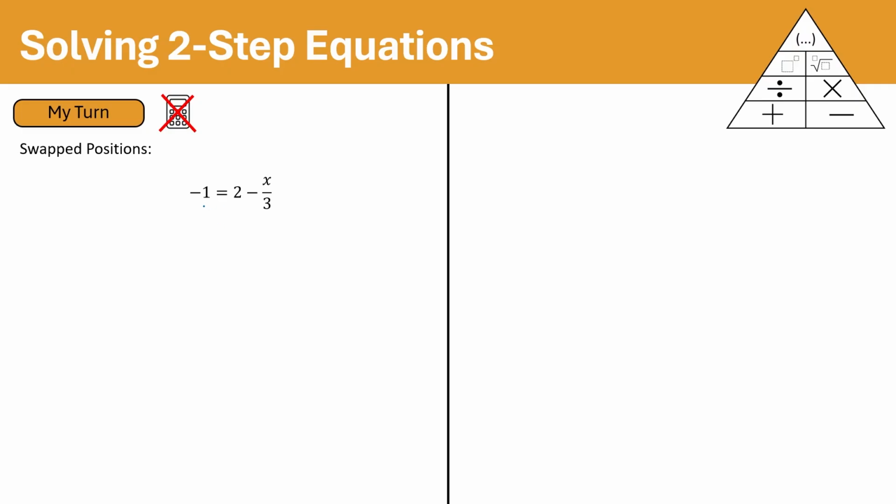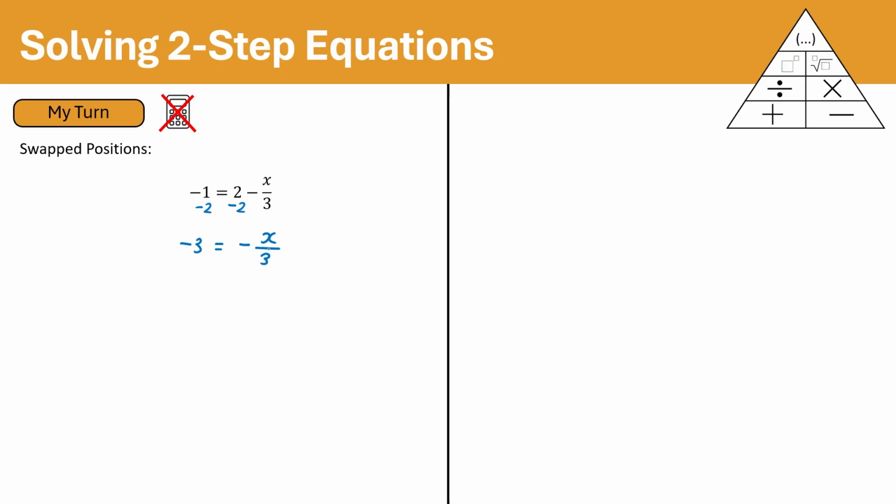Okay, this is our last type of example. Here we have -1 is equal to 2, subtract x over 3. Let's start off by subtracting 2 from both sides. On my left hand side, that's going to leave me with -3. And on my right hand side, it's going to leave me with -x over 3. Now I want to do this in 2 steps. How am I going to undo the negative and the division by 3 at the same time?